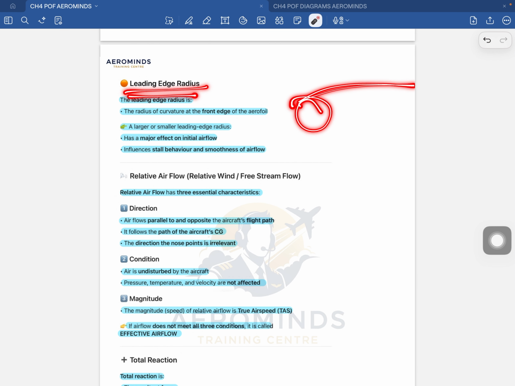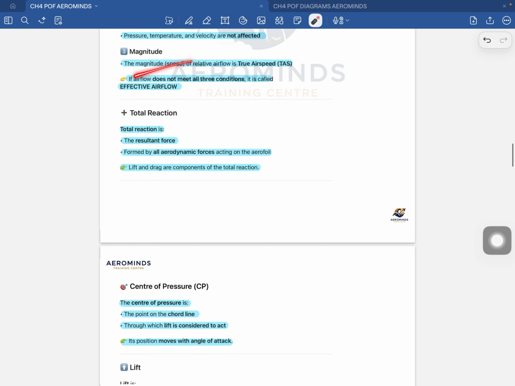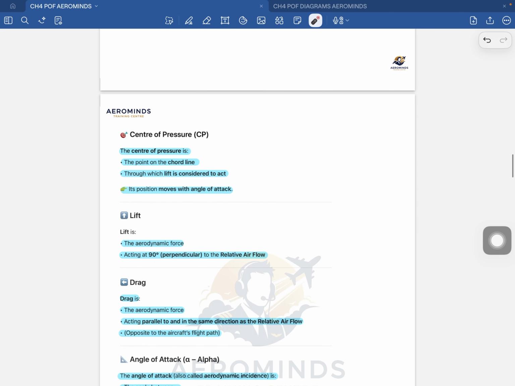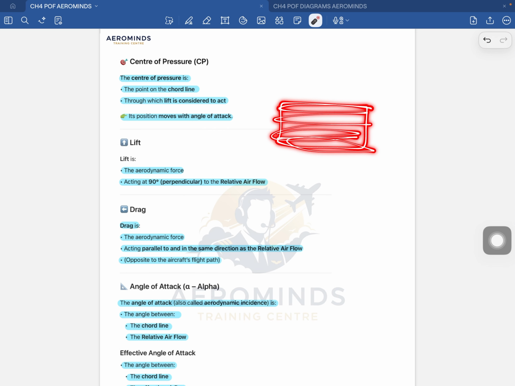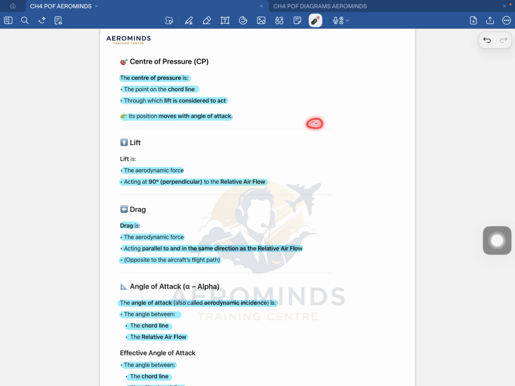Then the relative airflow and its three characteristics. Then comes the total reaction. Then we saw the center of pressure, the point on the chord line where the lift is considered to act. In real life it acts on the whole wing, but for studies or mathematical problems we consider it to be acting on a single point.